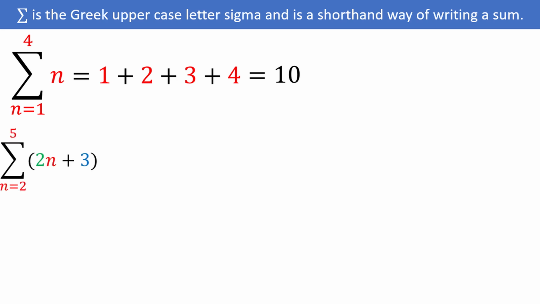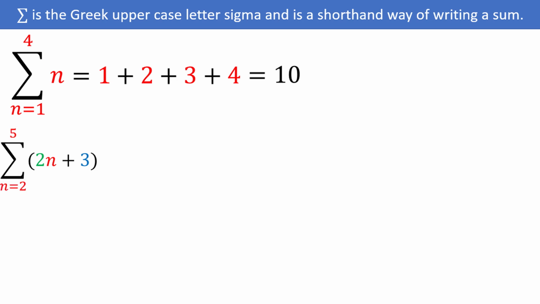Consider the sum from n equals 2 to 5 of 2n plus 3. This sum tells us to start by plugging in n equals 2, and then add what we get when we plug in n equals 3, continuing to increment by 1 until we reach the number on top, 5.